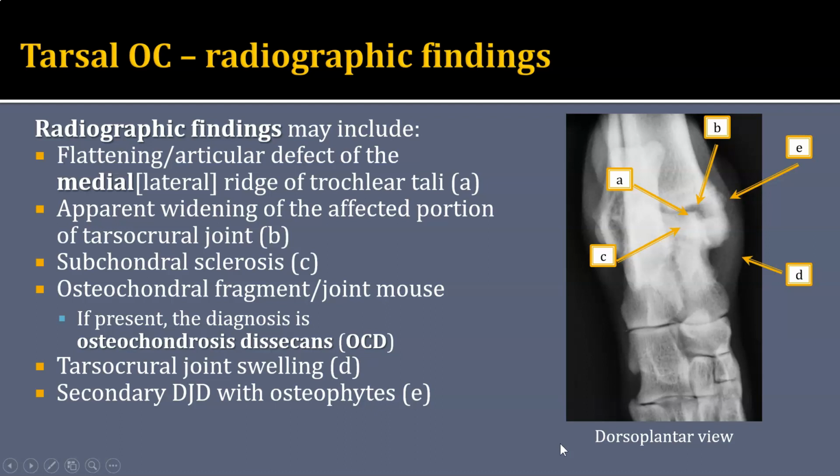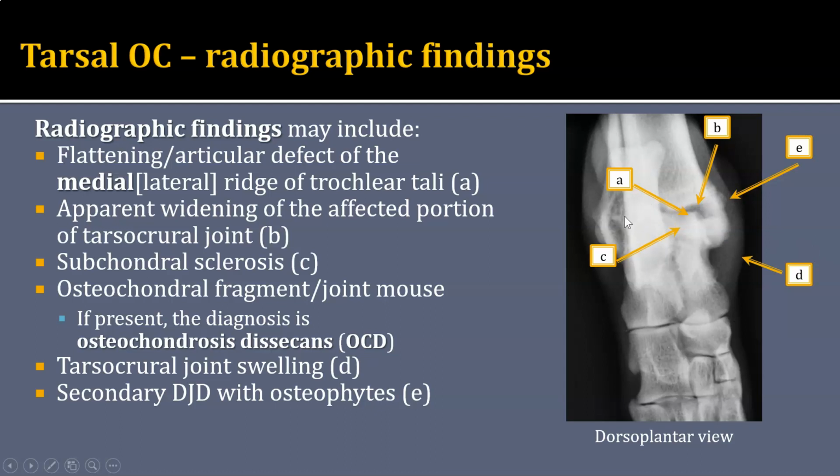I will show you the lateral view where we can look for it as well, but best identified on the dorsal plantar view. What we are going to look for is a lesion affecting, remember, that medial ridge predominantly of the trochlea tali. So here is our talus. We got to remember where the talus is. This is the calcaneus and the tuberosity.